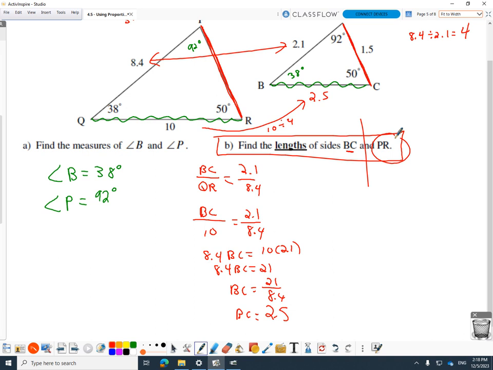Try out. See if you can find out what PR is using my method or Jackson's method. Try it out. Or try both. Be like, I'm going to try both ways just in case.